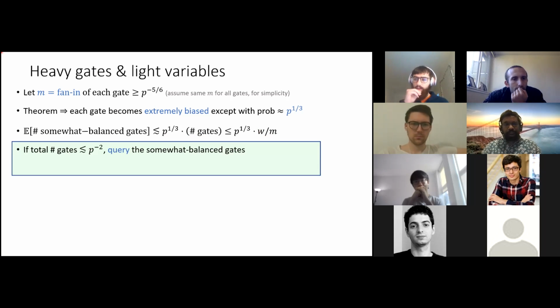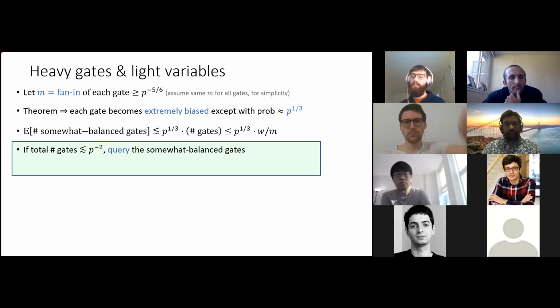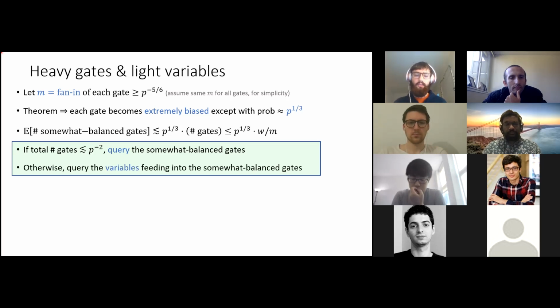And so the way that we deal with those is, well, we do one of two things. If the total number of gates is small, then okay, it's in our budget to just query all of these somewhat balanced gates. Remember, we could do a few LTF queries. But otherwise, if there are a lot of gates, the main case, then instead we query the variables that feed into the somewhat balanced gates, which also gets rid of them, right? If we query all the variables feeding into them, they'll disappear.